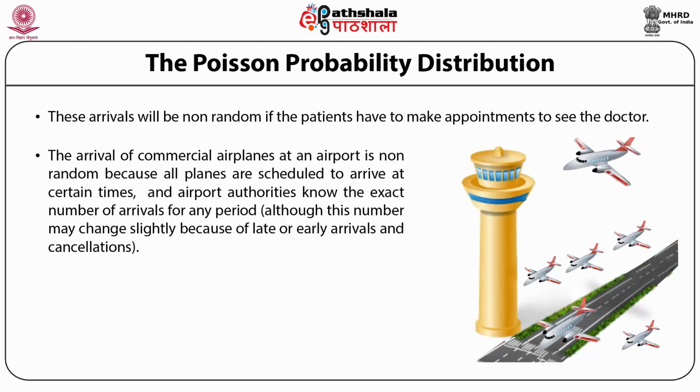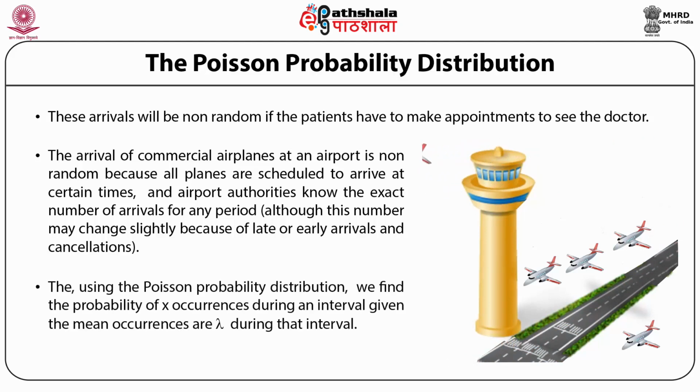In the Poisson probability distribution terminology, the average number of occurrences in an interval is denoted by lambda. The actual number of occurrences in the interval is denoted by x. Using the Poisson probability distribution, we find the probability of x occurrences during an interval, given the mean occurrences are lambda during that interval.